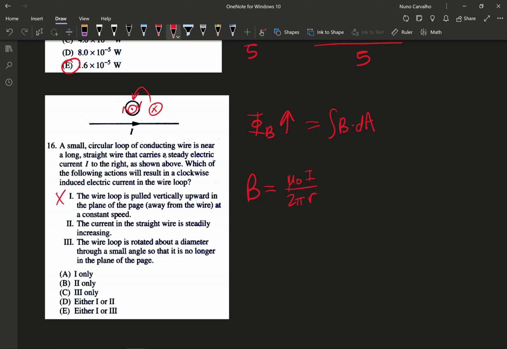What about 2? The current in the straight wire is steadily increasing. Well, if we increase that current, it will increase B, which will increase the magnetic flux, and so that seems to be correct. So 2 is right.